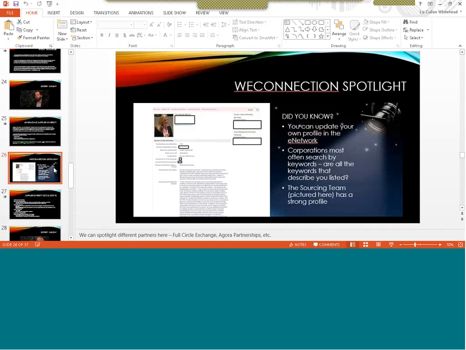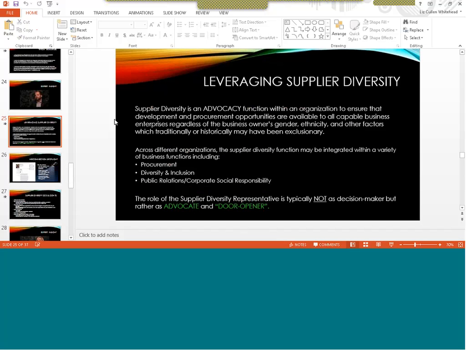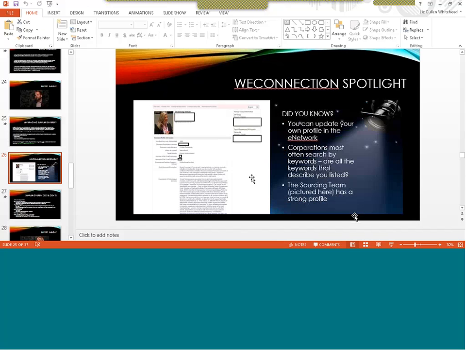Corporations often search by keywords. So if you are a law firm and you've put law firm in what you do, that's very descriptive for me when I'm able to say, okay, I know what your company does. But if you provide legal services and I search for legal, I'm not going to be able to find you. So that's one key tip in filling out your profile, is you want to use all the keywords the corporations would use to search for you.